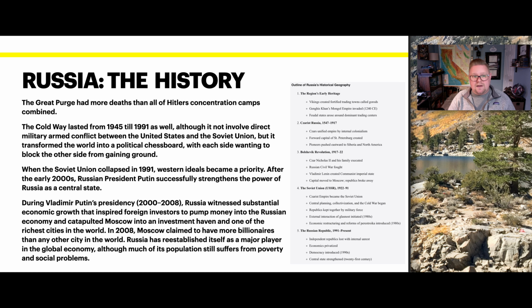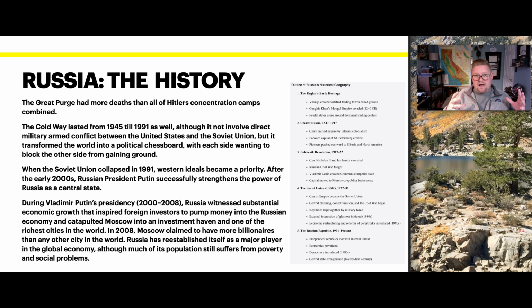Now, during Vladimir Putin's presidency between 2000 and 2008, Russia witnessed substantial economic growth that inspired foreign investors to pump money into the Russian economy and catapulted Moscow as an investment destination. In fact, having some of the largest and wealthiest cities in the world, by 2008, Moscow claimed to have more billionaires than any other city in the world.